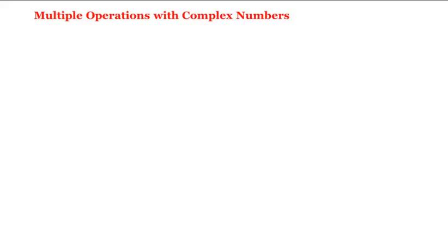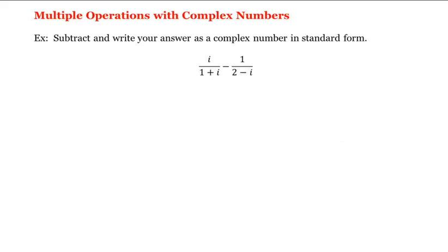Let's learn how to perform multiple operations with complex numbers. For example, let's subtract here and write our answer as a complex number in standard form. Now, because these denominators are different here, we need to find the least common denominator before we can subtract. And in this case, the LCD will be their product.